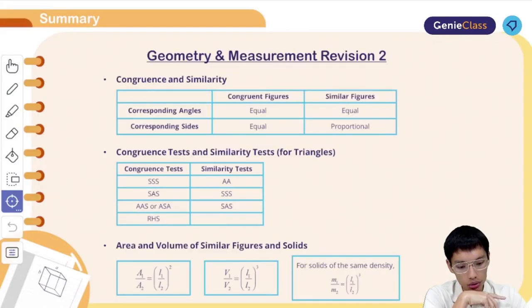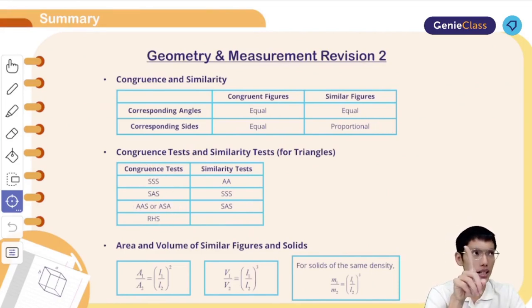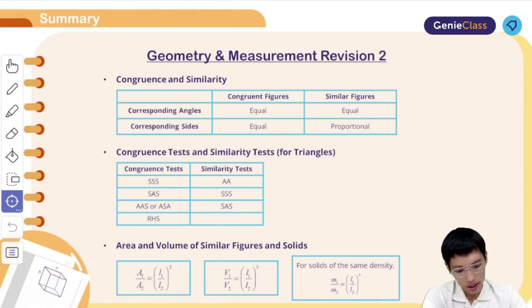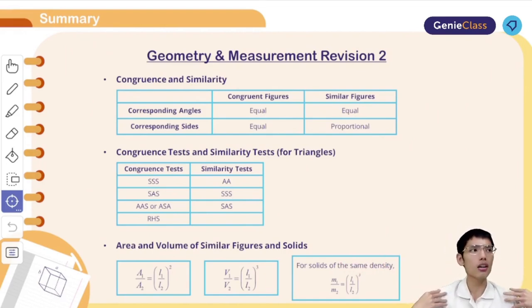So that's all for today. What have we recapped? Congruence and similarity. Congruent figures, both are equal. Similar figures, one equal, one proportional. Congruence tests, you have 4. AAS, ASA, doesn't matter. Similarity tests, you only have 3. Take note, only AA, no need for AAA. Area and volume: area you square, volume you cube. Solids of the same density: if you're looking at mass, you cube. Take note, it has to be of the same density. That's actually all for me today.